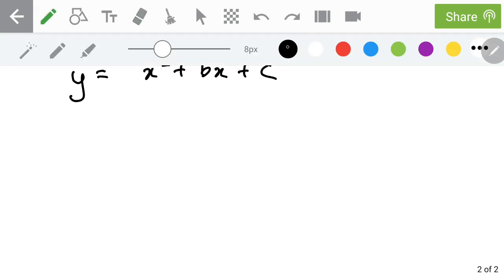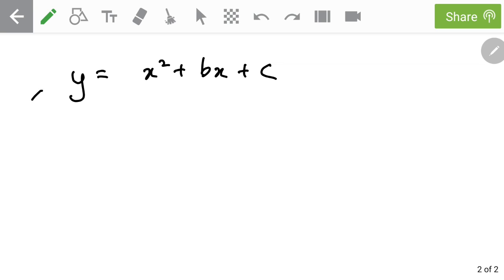Okay, today I'm going to teach you how to complete the square of a quadratic equation. Say I'm going to give you y equals the general form ax squared plus bx plus c. Since this makes things a little complex, I'm just going to erase the a. And then the formula will come in like this: y equals x squared plus bx.